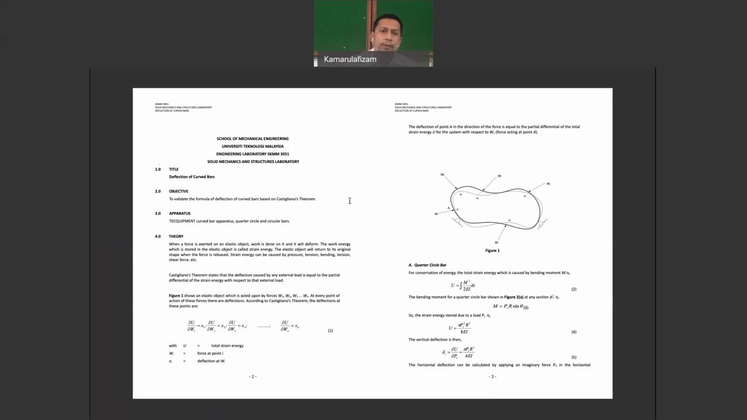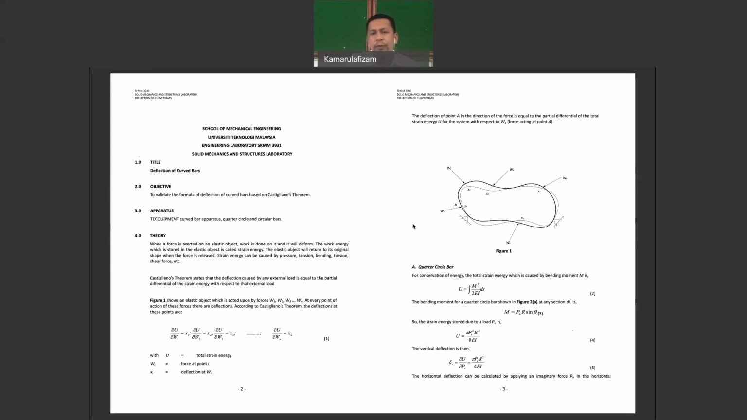For the second experiment, you have deflection of curve bar. Here we have the objective is to validate the formula of deflection using the Castigliano's theorem. Of course, you can see a lot of formula inside. You can read on the item number 4 on the theoretical part to see the theory behind deflection of solid objects. All right, you have all this partial differentiation of things here.